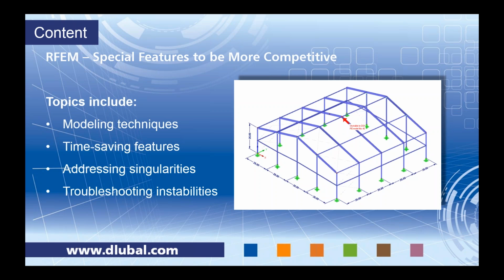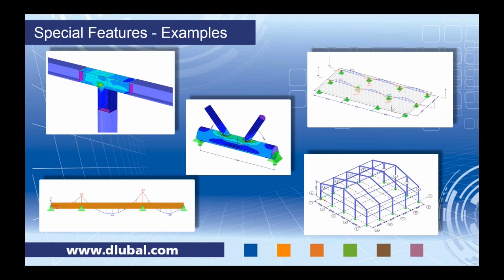I don't think there's a single engineer out there who has modeled that hasn't encountered an instability of some sort. So today I just want to show you some features in RFEM that I think help you troubleshoot these instabilities and overcome them quickly. Today's examples will be these 5 examples here. You can see a couple are more focused on the finite element surface elements, and the other 3 are more focused on beam and foundation and structures of the sort.